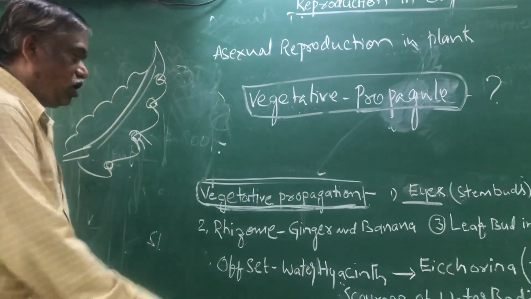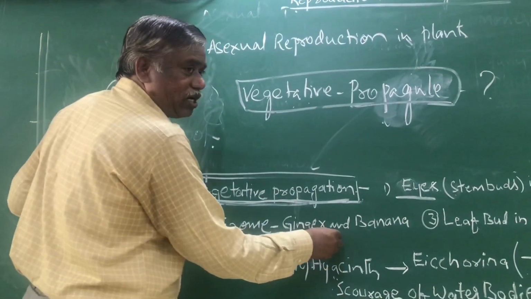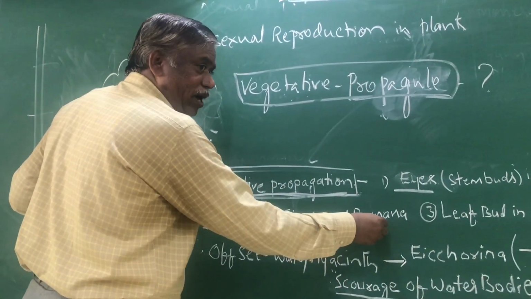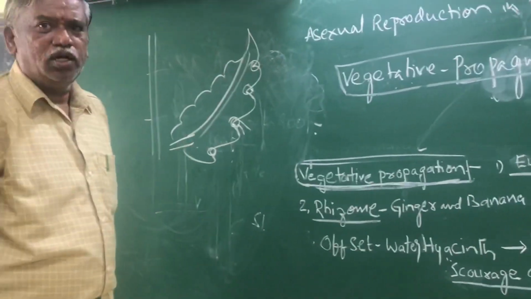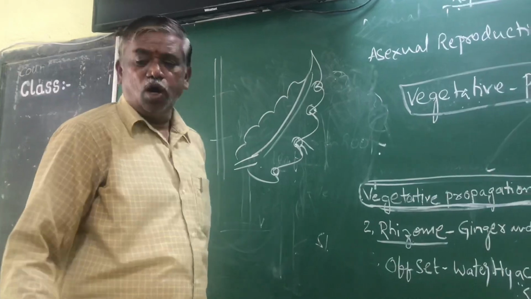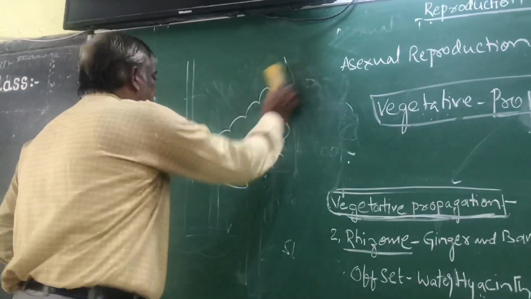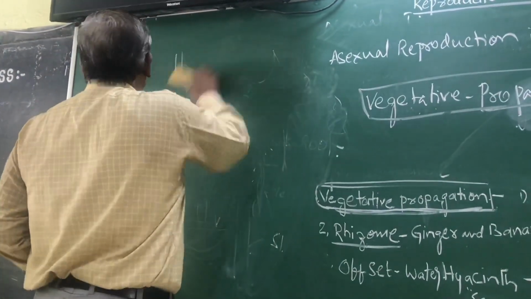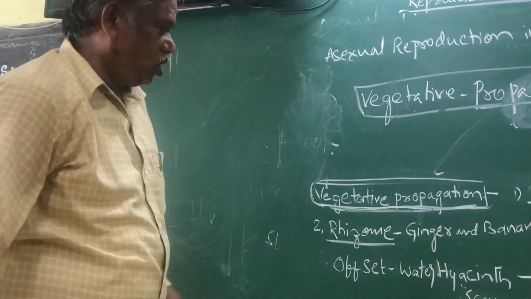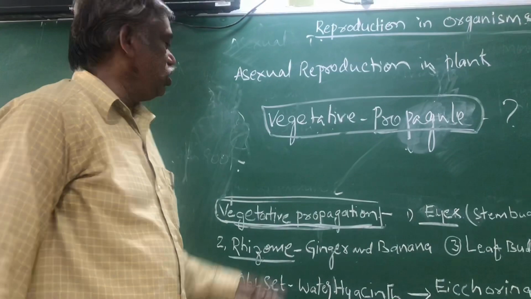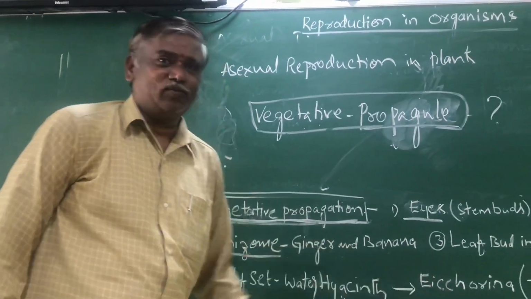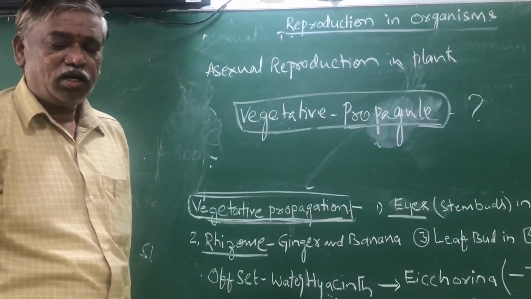Now, what is this? Rhizome, in ginger and in banana. In these two, rhizome acts as a vegetative propagule. Now, offset. What is offset? It is a vegetative propagule in Eichhornia.